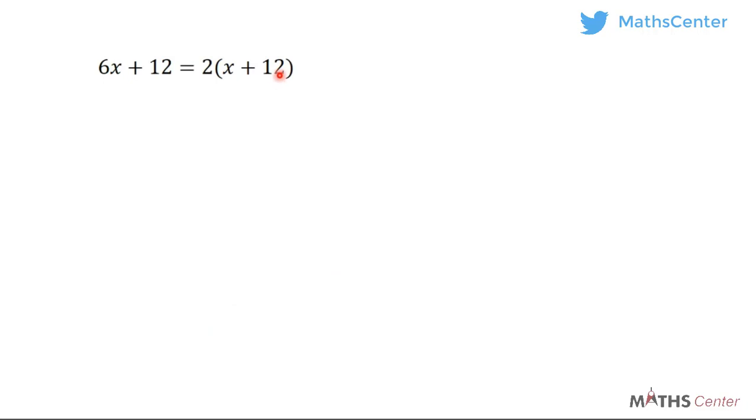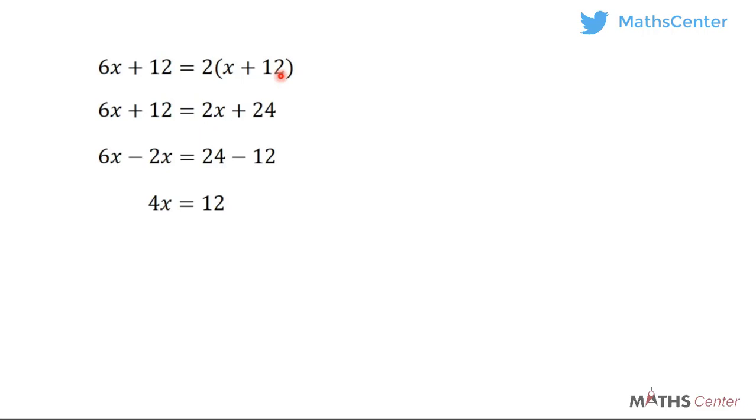In solving this linear equation, what do we do? We have a bracket, so we expand the bracket. We get 6x plus 12 is equal to 2 times x, which gives us 2x, plus 2 times 12, which gives us 24. We group like terms, so we are going to have 6x minus 2x is equal to 24 minus 12. 6x minus 2x will give us 4x. 24 minus 12 will give us 12. To help us find x, we divide both sides by 4 and this x is going to give us 3.